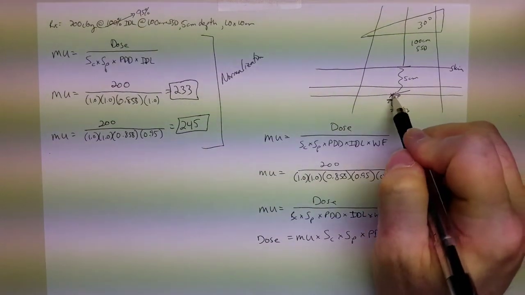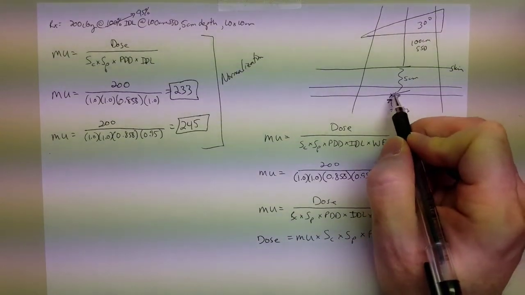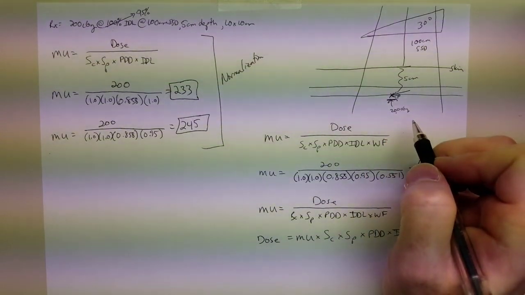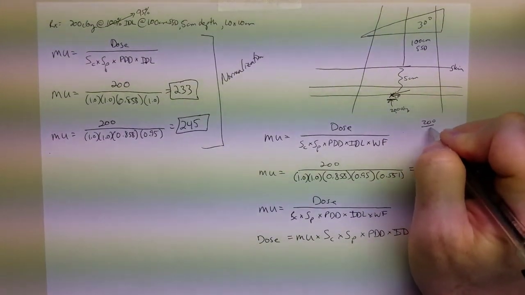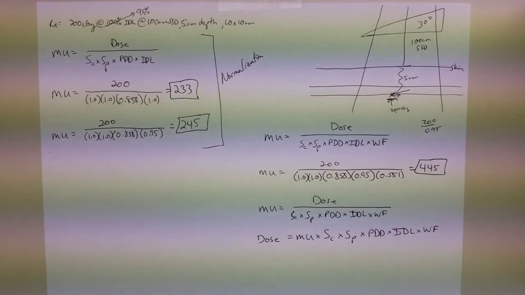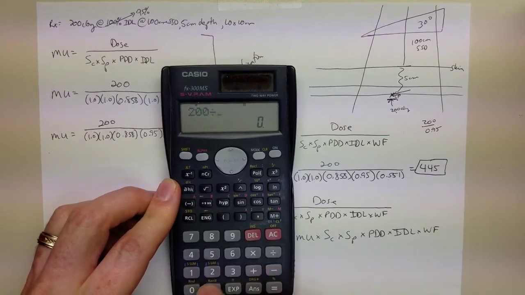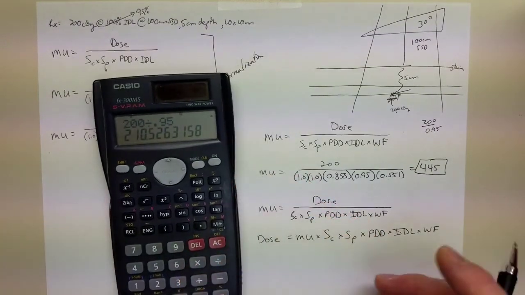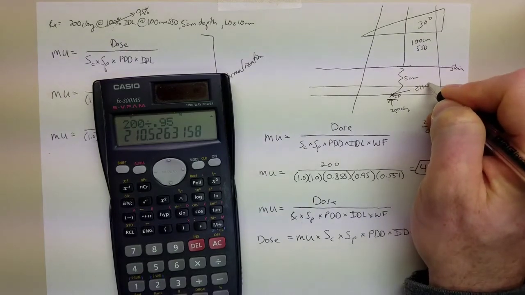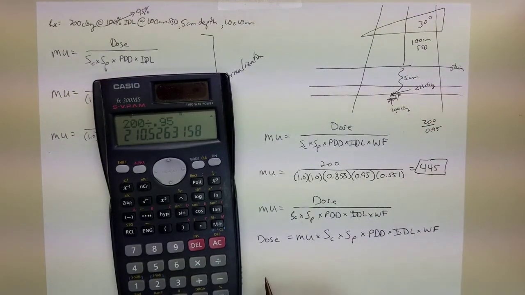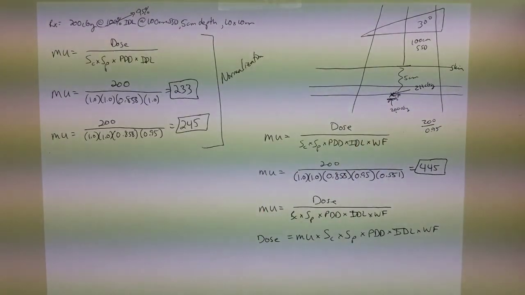I'm prescribing 200 centigray at the 95% isodose line, which means that my calculation point isn't getting 200 centigray. My calculation point is getting 200 centigray divided by 0.95. Okay, so the dose being delivered to this calc point is now 211 centigray, right? Because 200 centigray is being delivered to the 95% isodose line.